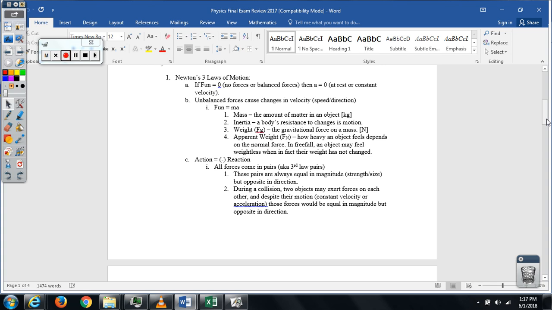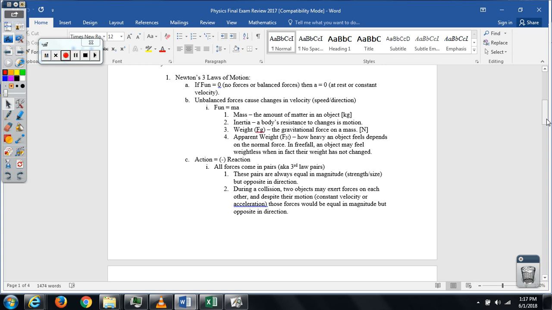Forces are responsible for changes in motion, but a force causes a certain acceleration depending on the mass of the object. The more inertia an object has, the more mass that it has, the harder it is to accelerate. So it requires more force to cause a big object to accelerate than it does a small object.